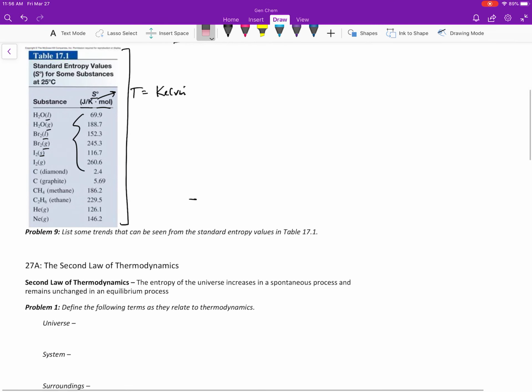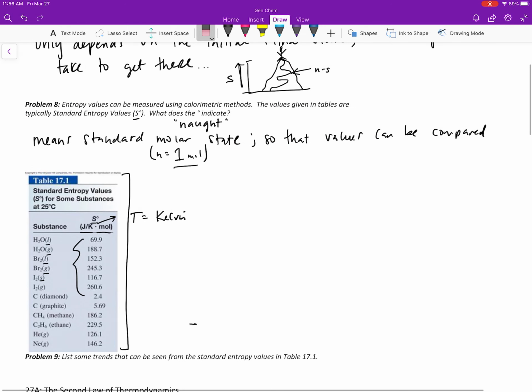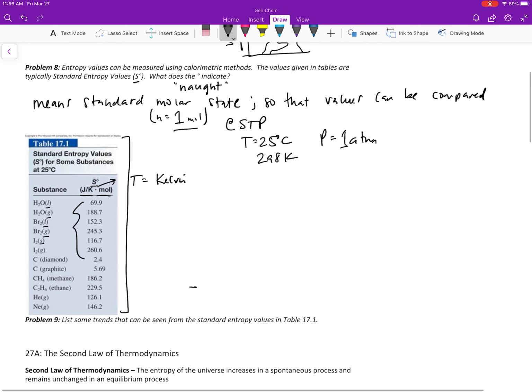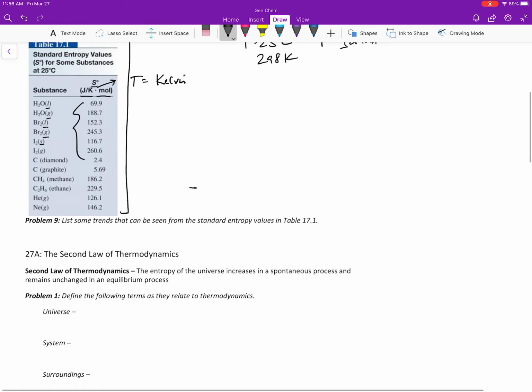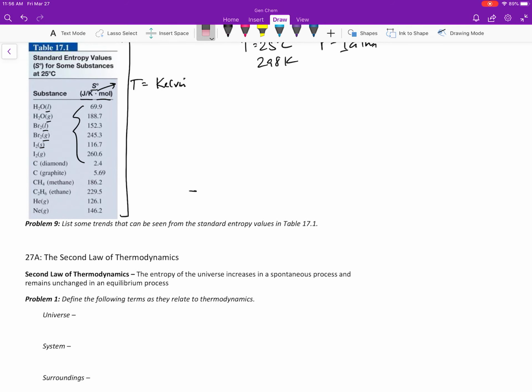So let's look at some trends that we see. I should also say up here that this is at STP. Y'all remember STP is temperature 25 degrees Celsius, 298 Kelvin, and pressure 1 atm. So at STP, let's list some trends that we can see. Well, we can see 3, so I'm going to write them right up here.